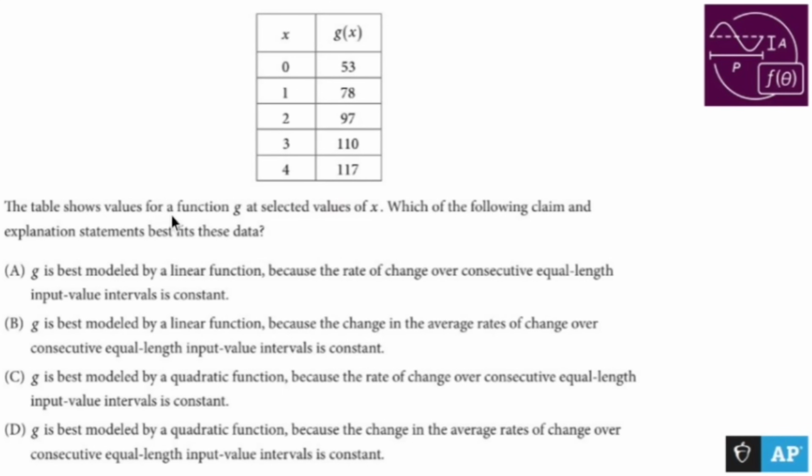The table shows values for a function g at selected values of x. Which of the following claim and explanation statements best fits the data? Okay, so looking at a quick thing, they want us to determine if it's linear or quadratic. If something is linear, that means every time this goes up by the same number, and all of these go up by 1, these guys would have to go up by the same number too.